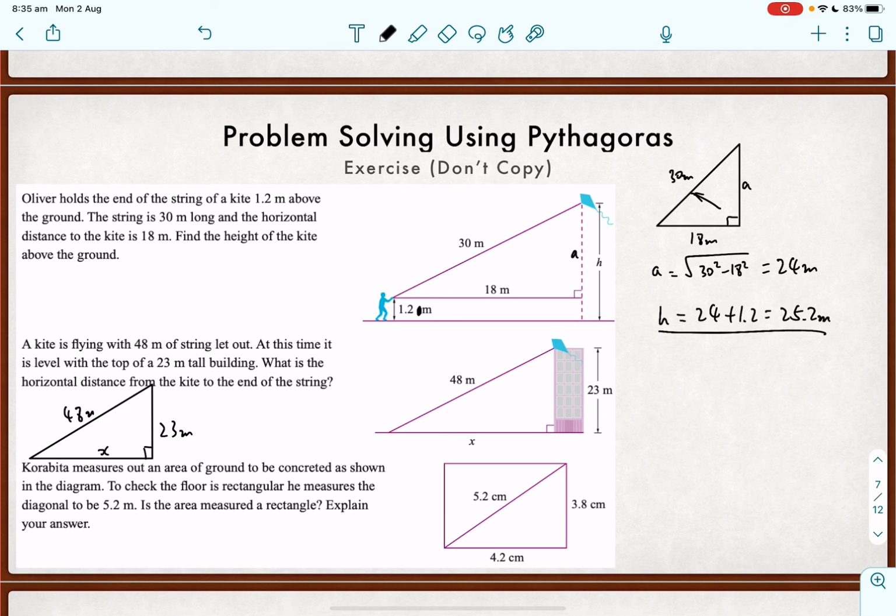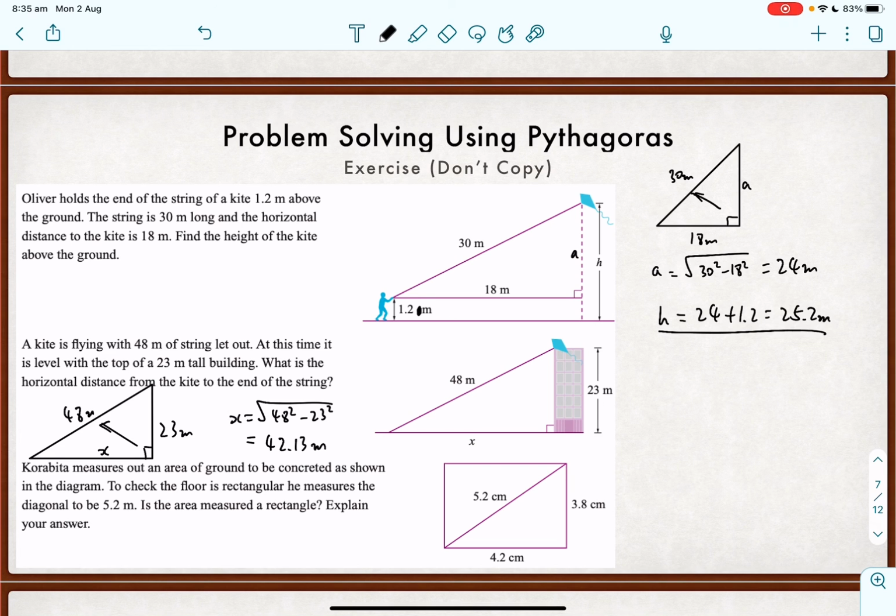Looking for x. Again, that's known, so that is minus. So x is the square root of 48 squared minus 23 squared. Again, you have to use the long one minus the small one because you can't have a negative inside a square root. Otherwise, you get an error on your calculator. So in this case, the horizontal distance is 42.13 meters.